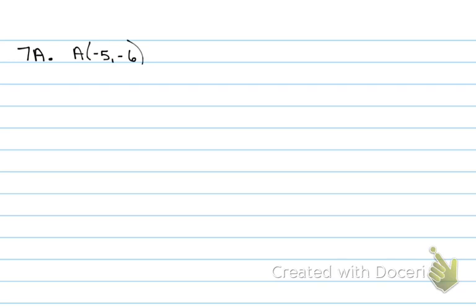So on 7A, my point is -5, -6. And what does it say to do on the translation? 5 units left, 3 units up, okay? So if I'm going 5 units left, what am I doing to my x value? Subtracting 5, okay? So -5 minus 5 is -10. And if I'm going 3 units up, what am I doing to y? Yes, adding 3. All right, so my new A has x value -10, and y value -3.